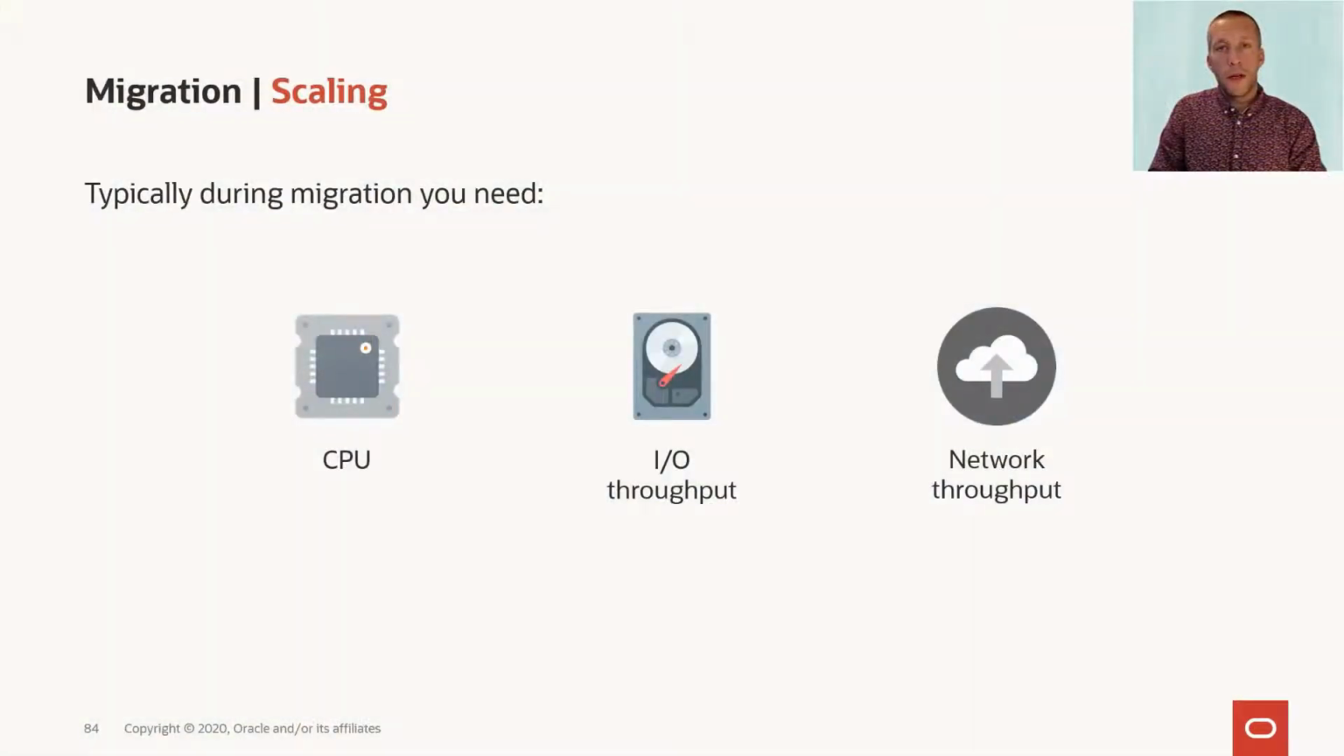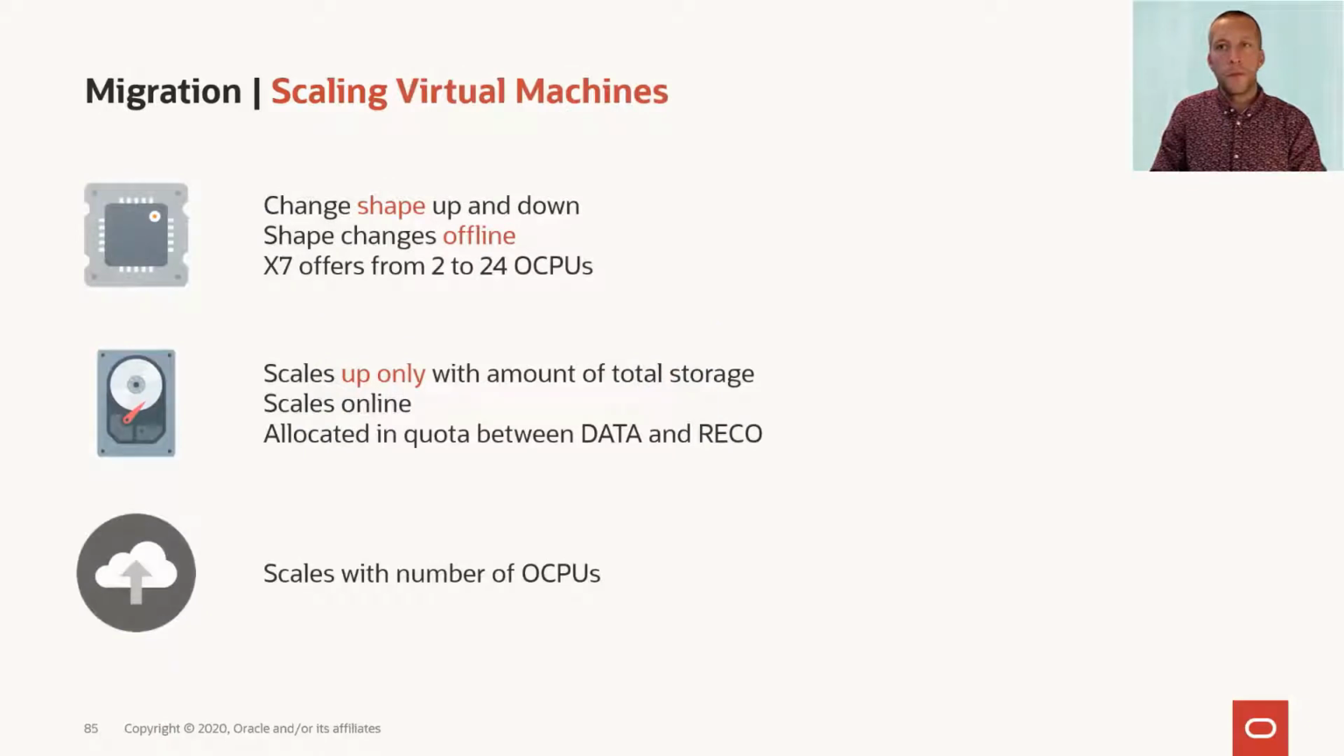Often when you migrate data into the cloud, there are three things that you really need: CPU, I/O, and network. One of the good things about being in the cloud is that you can scale on demand. For VMDB systems, you can't really scale the number of CPUs on your existing system, but you can change the shape. So you can go, for instance, from a 2 CPU shape to a 24 CPU shape, and you can scale up and down. But it requires downtime, and it typically takes 10 to 15 minutes to change the shape of a VM.